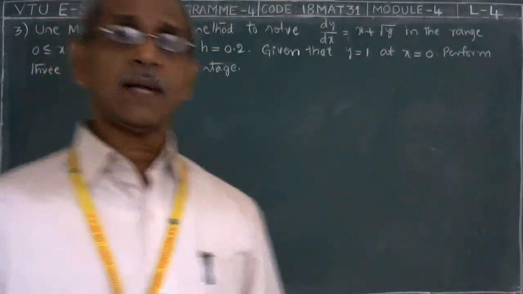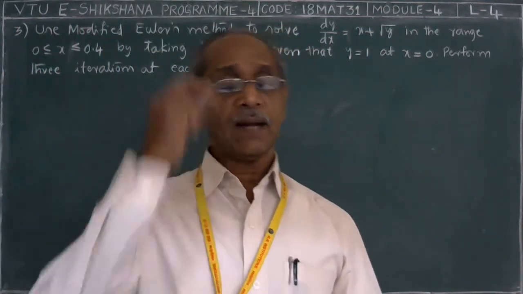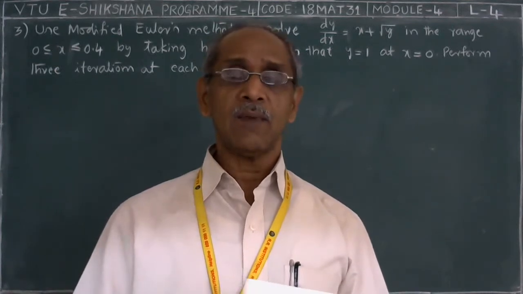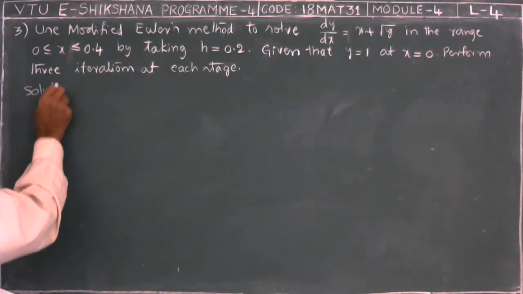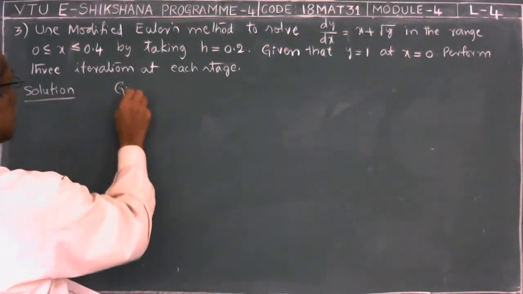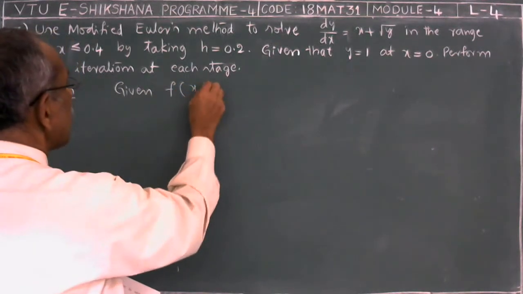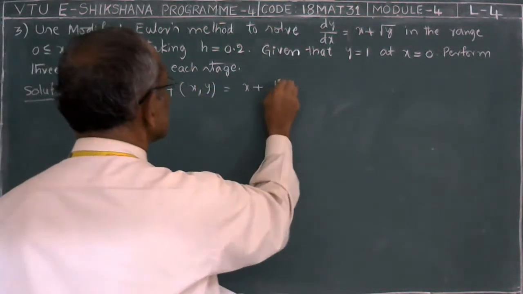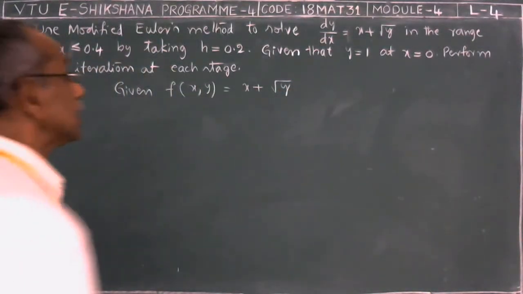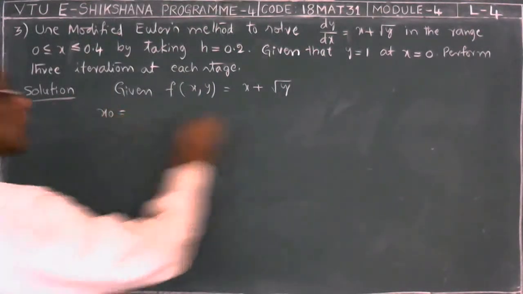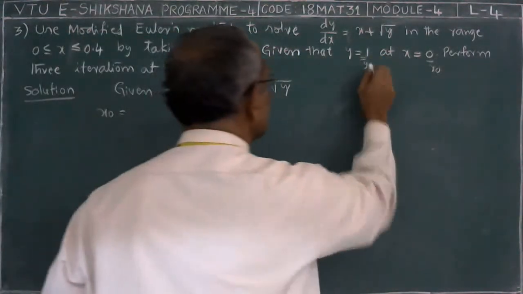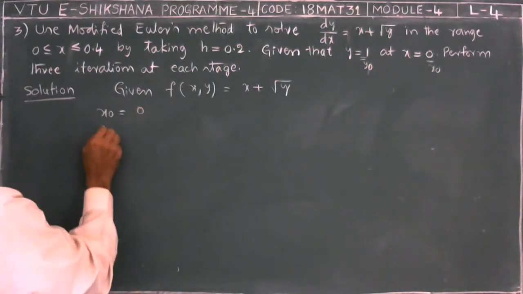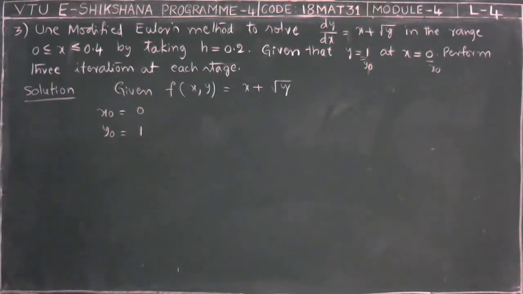So let me first write down the data given in this problem, and also state what we have to do. Okay, the solution part. Given f of x comma y is equal to x plus root y. Then x naught is 0, y naught is 1. In steps of 0.2, h is equal to 0.2, starting from 0 to 0.4.